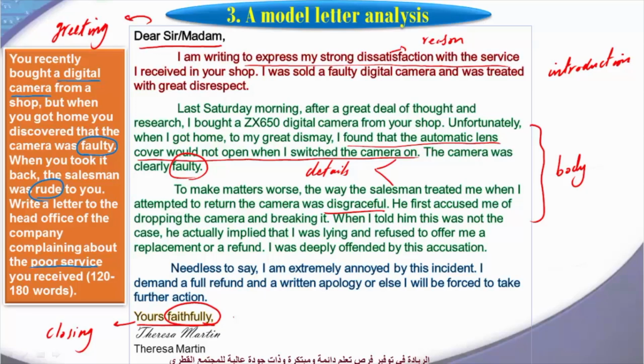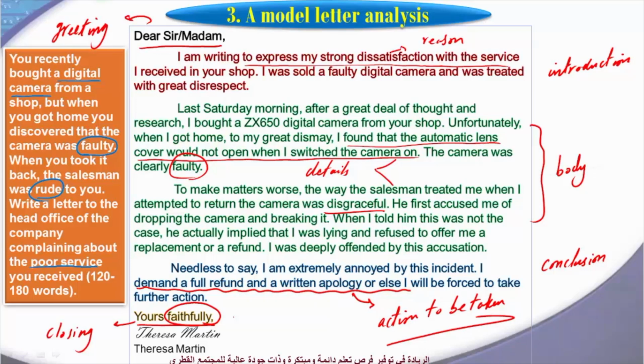In the conclusion, the writer mentions what action he expects to be taken. For example, he said, "Needless to say, I am extremely annoyed by this incident. I demand a full refund." This is the action. This is what he wants. "I demand a full refund and a written apology, or else I would be forced to take further action."